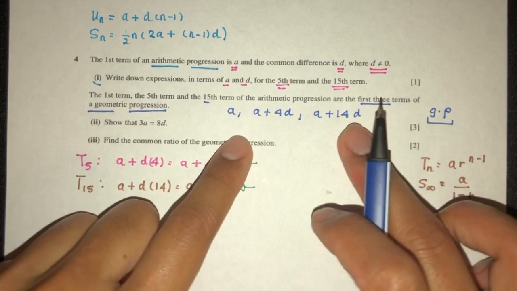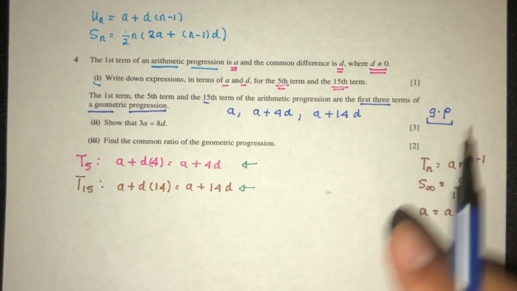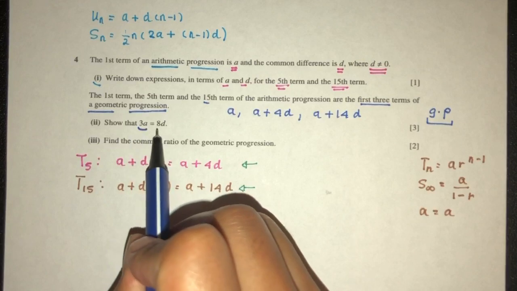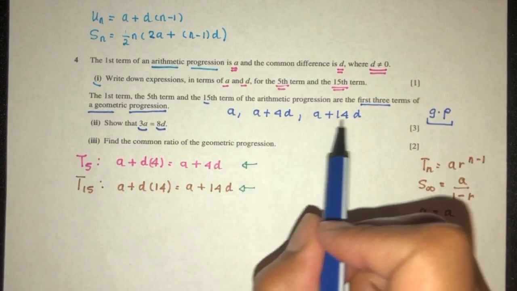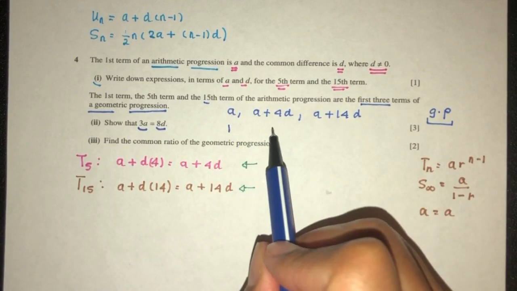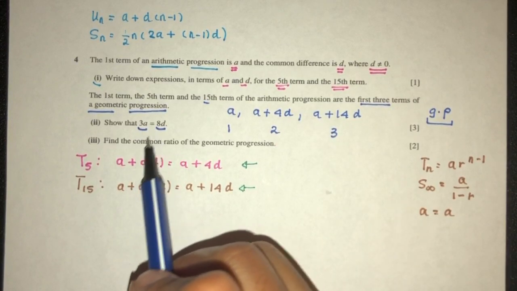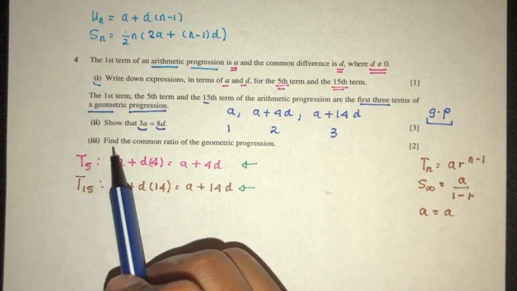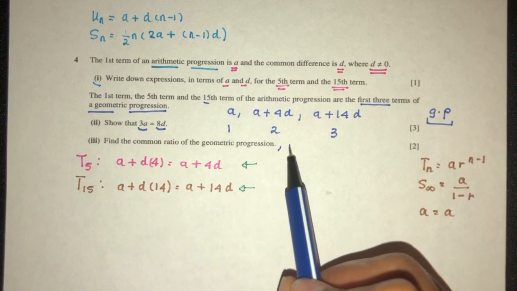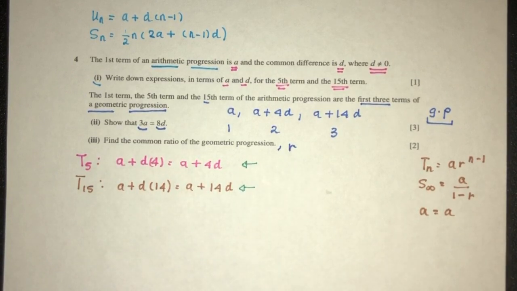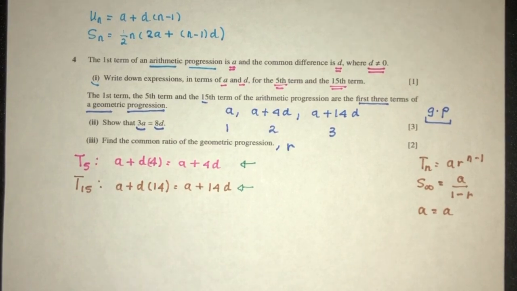So we have to use this information to show that 3a is equal to ad. So how can we use that information? This is my first term, second term, and third term. So we have to show 3a equal to ad, and then we have to find the common ratio, that is the value of r, in this progression. So let's think of this one by one, and let's try to find the following values.